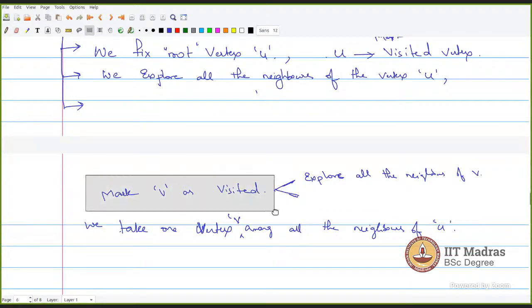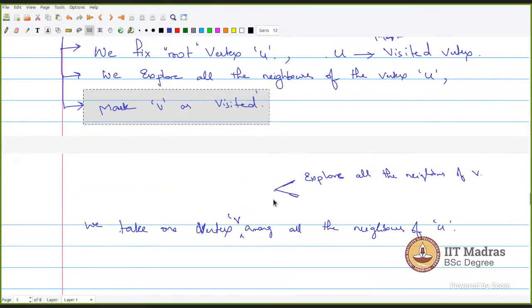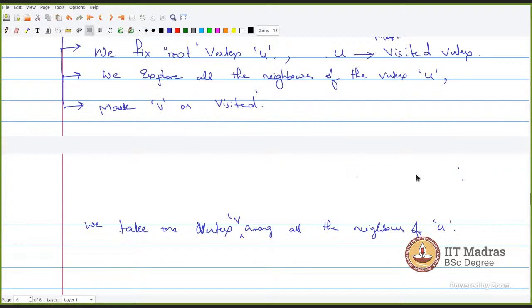This goes above. So mark all the neighbors of U as visited.